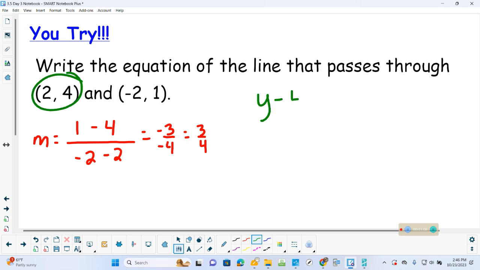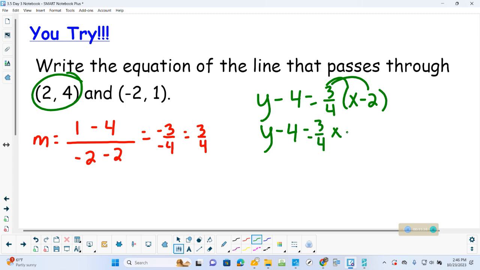Y minus the y coordinate, equals our slope, times x minus the x. I'm going to distribute the 3/4. Ooh, we got some fractions again. Love it. Just FYI, there are some fractions on your homework today, too. You're welcome. But you can use your calculator. Okay, here we go. What's 3/4 times 2? 6 over 4, which it is, but let's reduce it. What's 6 over 4 reduced? 3 over 2. Got it. Let's add 4.